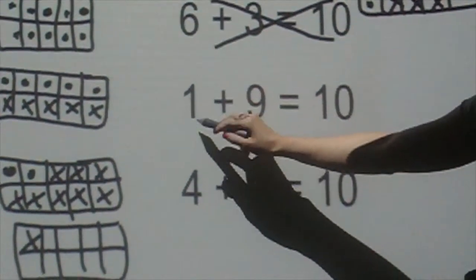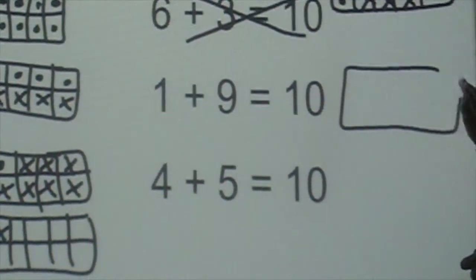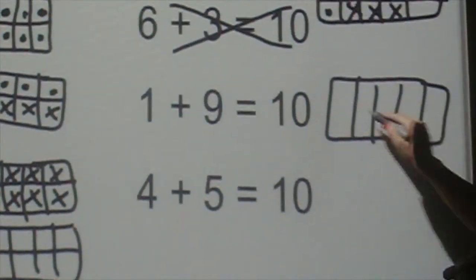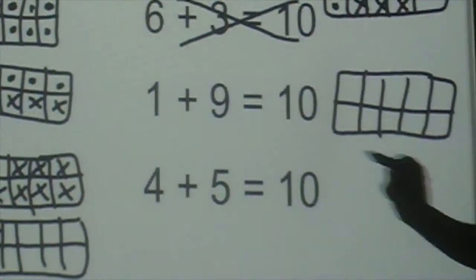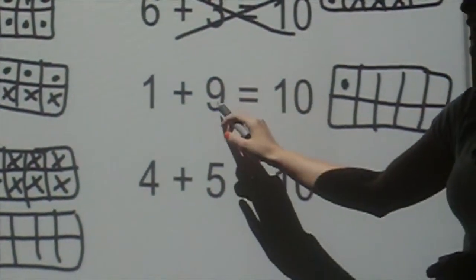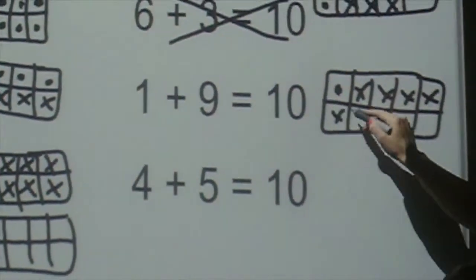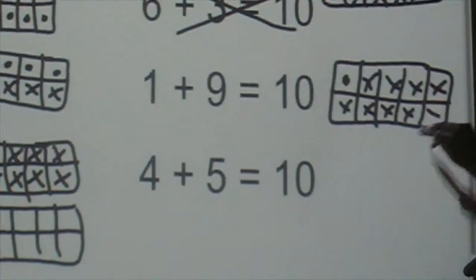Our next one says 1 plus 9 equals 10. Let's try to prove that. Draw my 10 frame right here. We're going to put our first addend in. So we have 1. And we're going to add 9. 1, 2, 3, 4, 5, 6, 7, 8, 9.